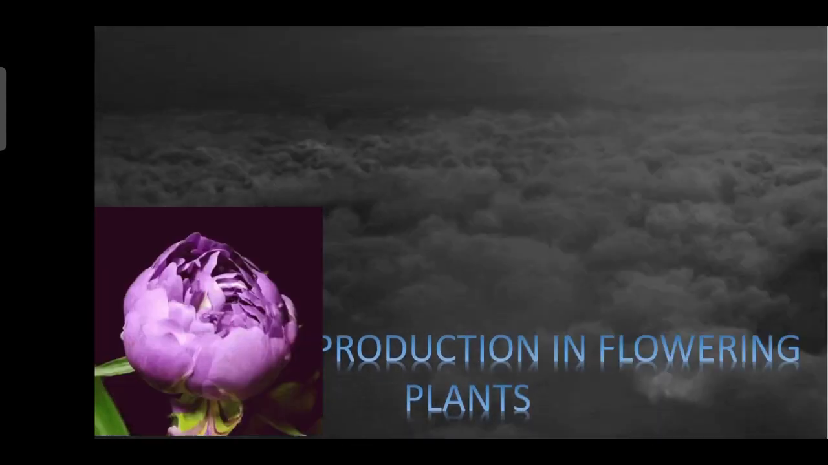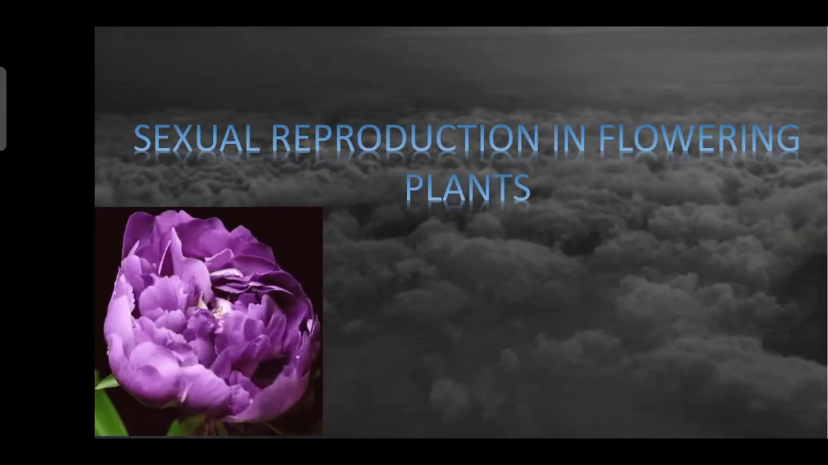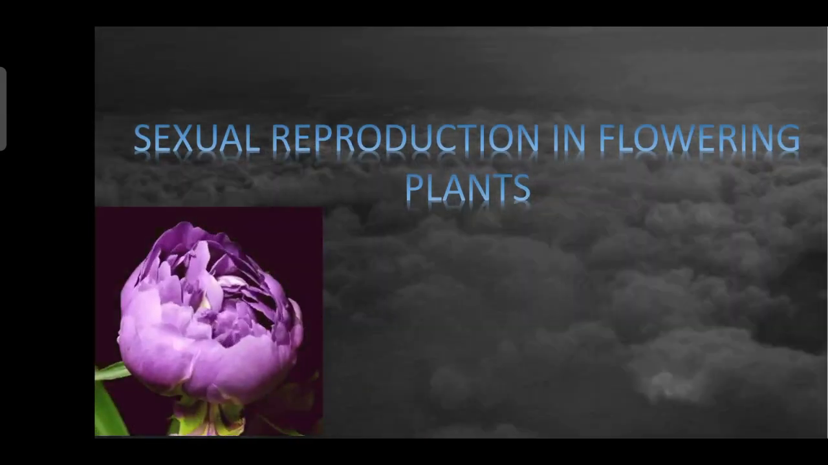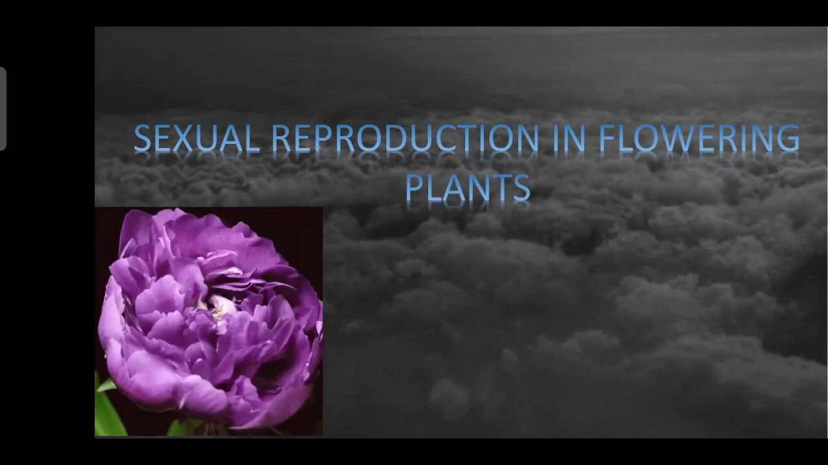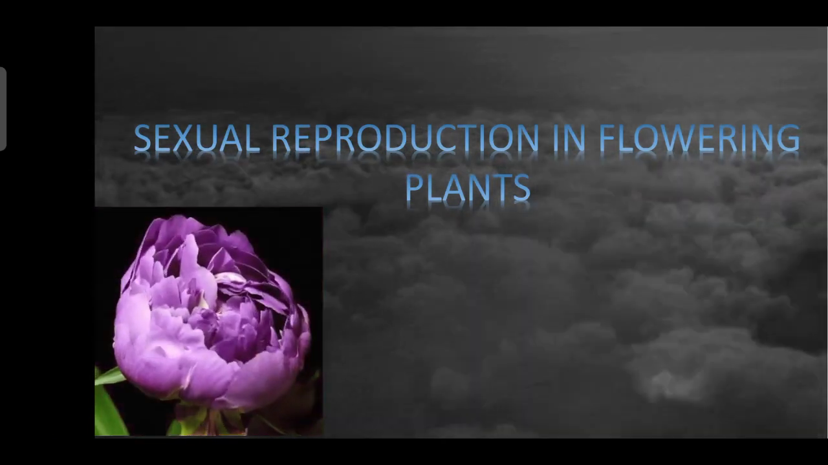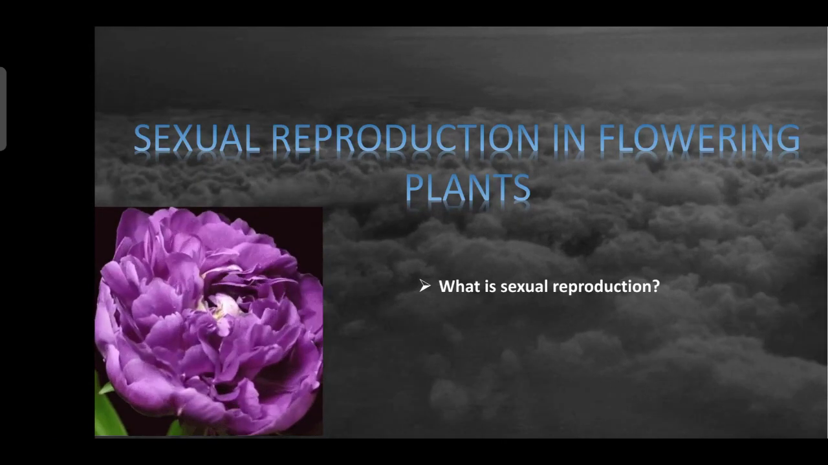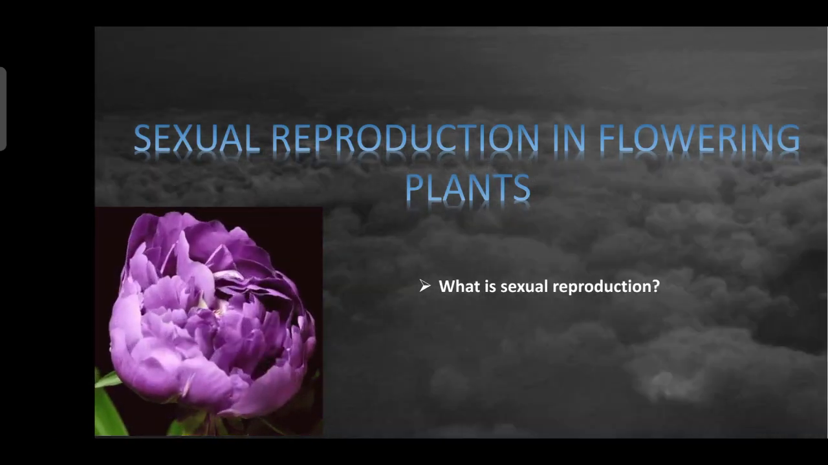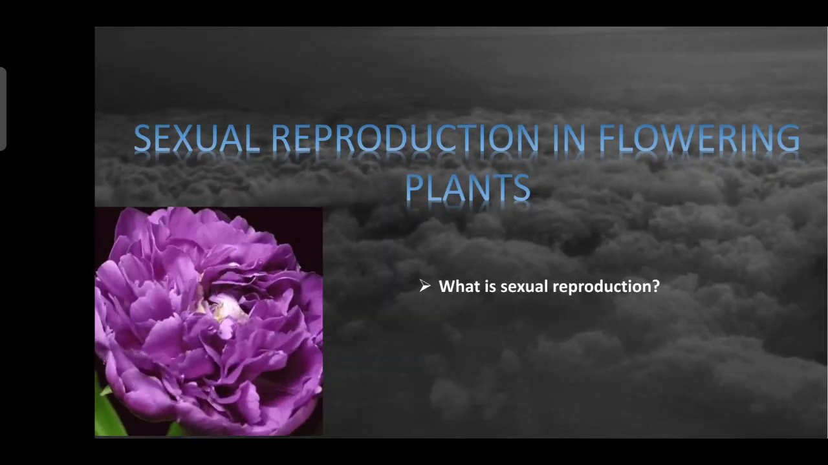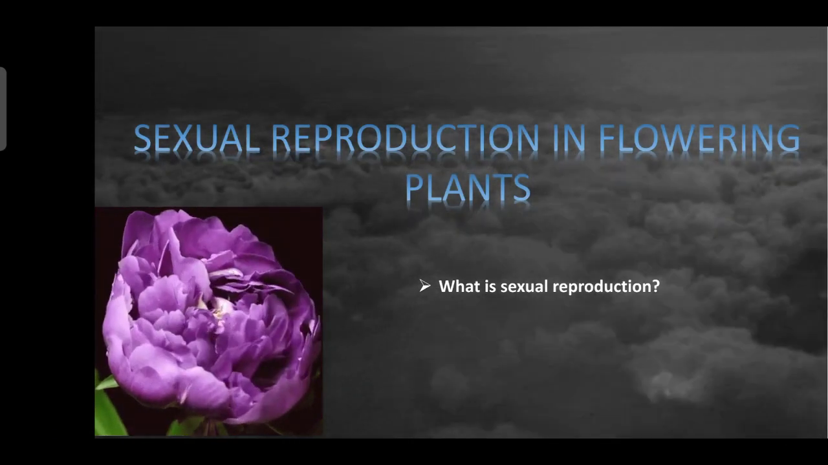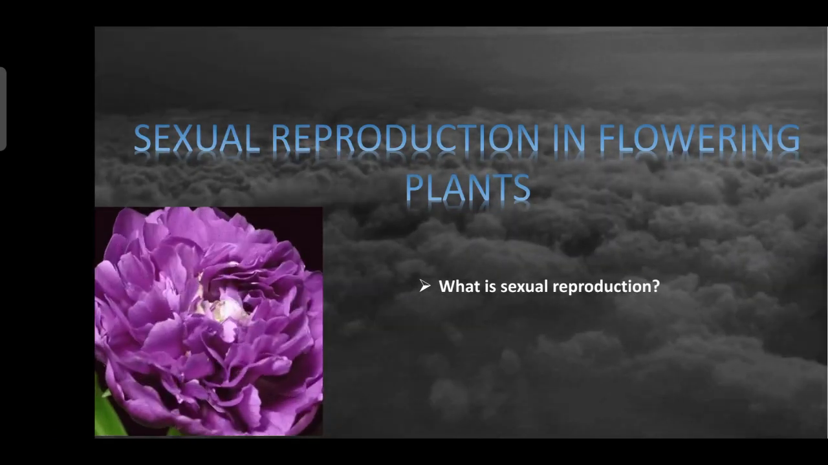The second chapter is called sexual reproduction in flowering plants. In this chapter we have two terms: sexual reproduction and flowering plants. So we should know what sexual reproduction is first, as you have studied in the first chapter. Sexual reproduction means it is a process by which the offsprings are produced by the involvement of the gametes.